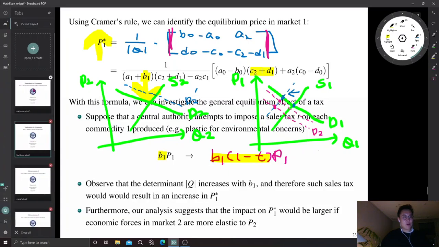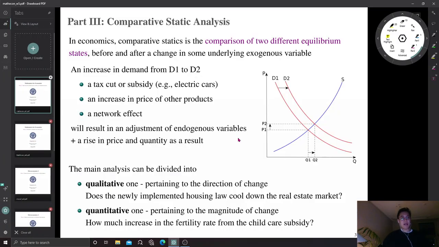And now let me go back to our lecture slide. This analysis can be divided into two: qualitative analysis and quantitative analysis. And the qualitative one pertains to the direction of change.